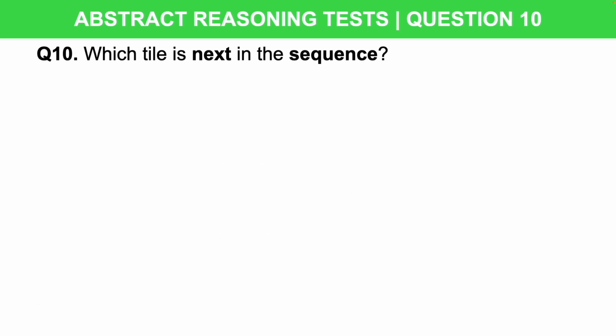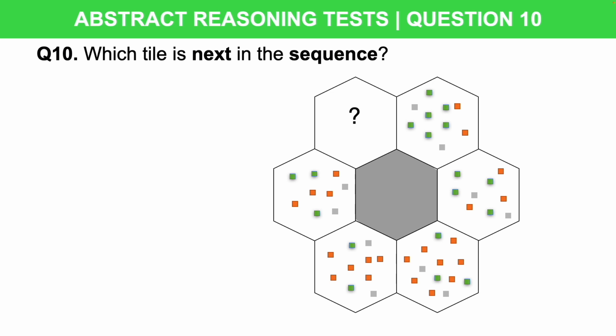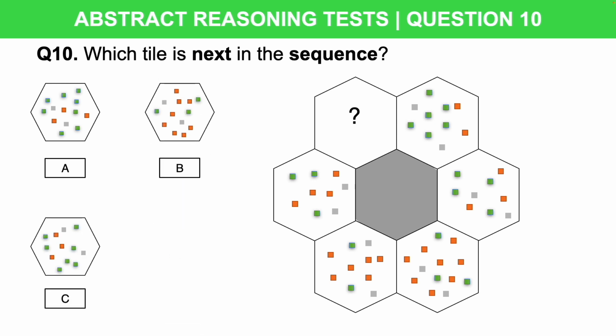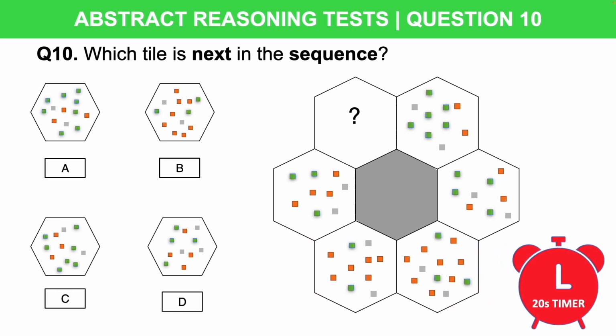Okay, moving on. Let's take a look at another abstract reasoning test question, which is very similar, but this one is asking you to find which tile is next in the sequence. Remember, use the exact same strategies as before to answer this abstract reasoning question. Look for the pattern and try and figure out which tile should go where this question mark is here. So your answer options are A, B, C, or D. You have 20 seconds on your timer starting now.